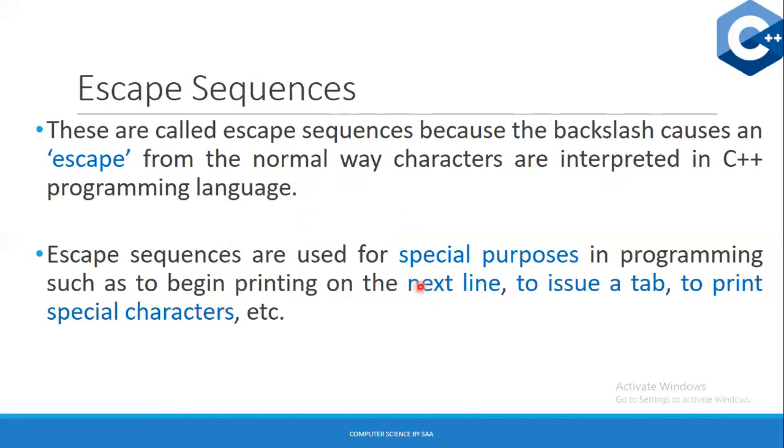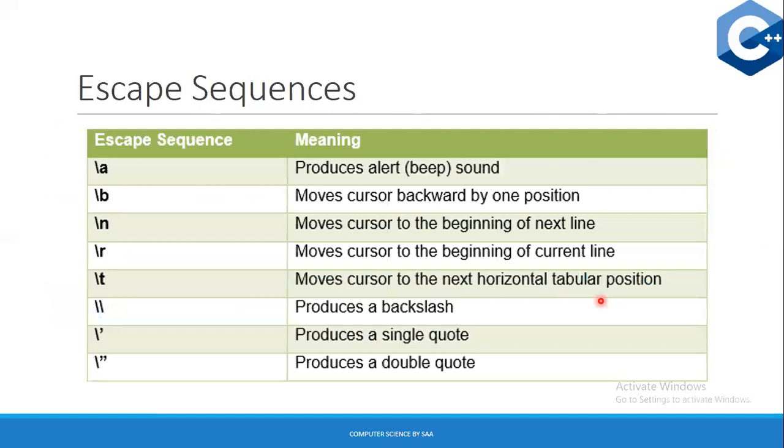Escape sequences are used for special purposes in programming, such as to begin printing on the next line, to issue a tab, or to print some special characters. Issuing a tab means adding 5 spaces. Here is a list of escape sequences that are available in C++.